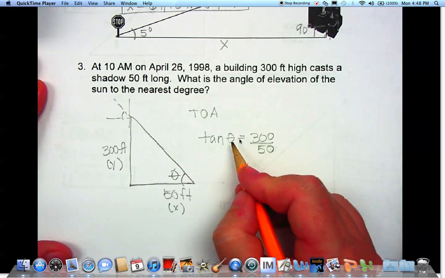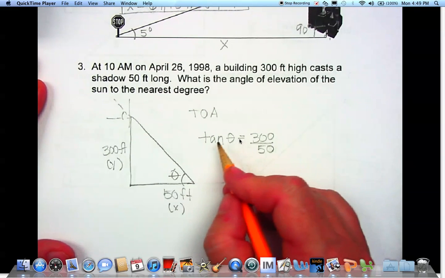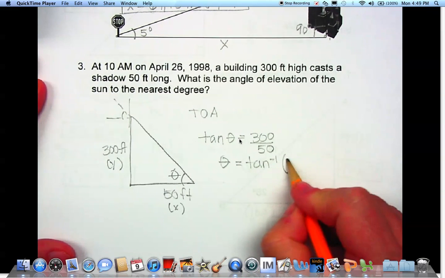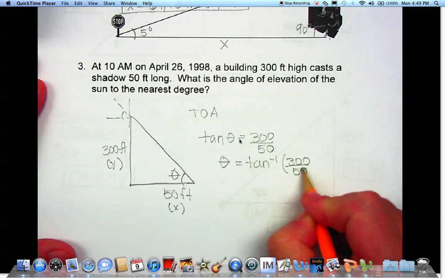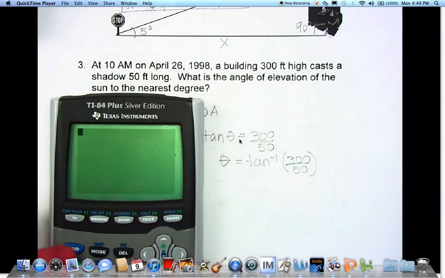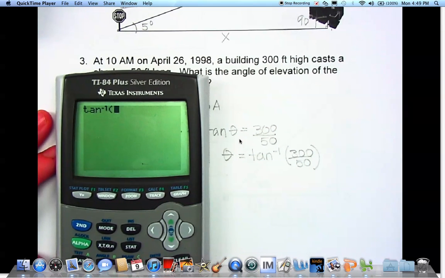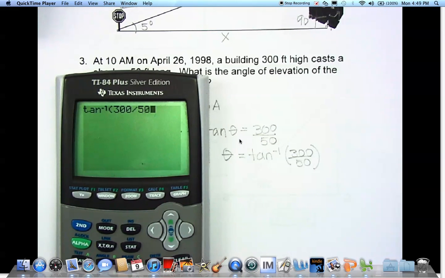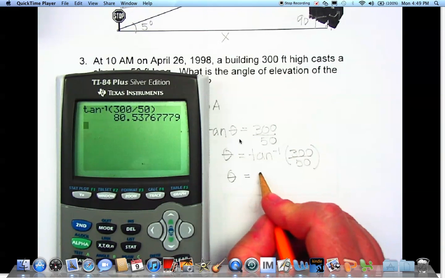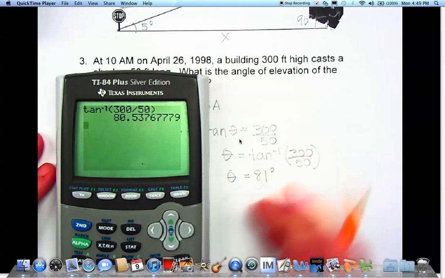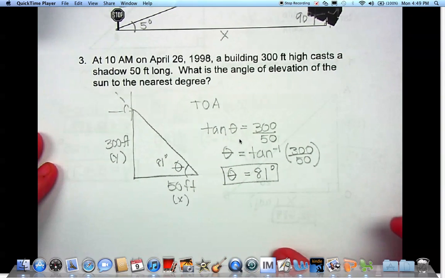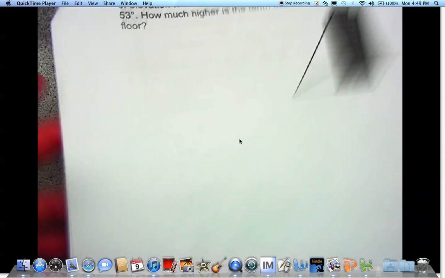Now we're trying to find the angle. When we're trying to find the angle, we got to get rid of that tangent, so we just have theta by itself, so we do the inverse tangent. So the inverse tangent of 300 over 50 is what theta is going to be. So let's do second tangent, 300 divided by 50. So theta equals, and let's round it to the nearest degree, so it would be 81 degrees. That's 81 degrees.